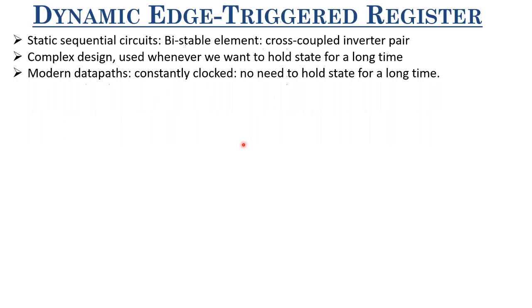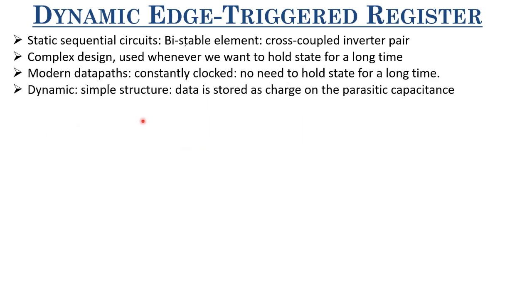We can go ahead with a simple structure, as we saw even in combinational circuit design, that dynamic combinational circuits had a lesser number of transistors as compared to static combinational circuits. Since the number of transistors is less, it would be faster and would occupy less area. But robustness was something that we were compromising with. Here also, it's the same case. If we go for dynamic edge-triggered registers, we get a simpler structure. And as was the case in dynamic combinational circuit design, here also the data is stored as charge on the parasitic capacitances available on the internal nodes.